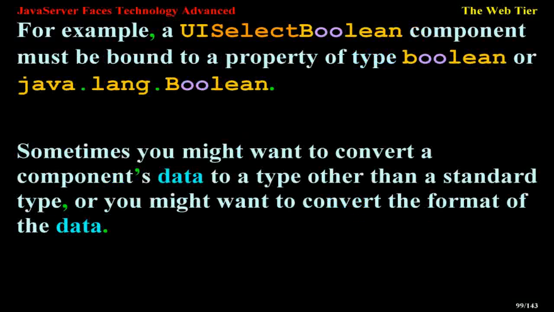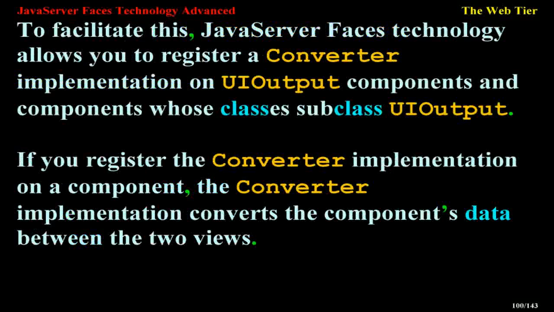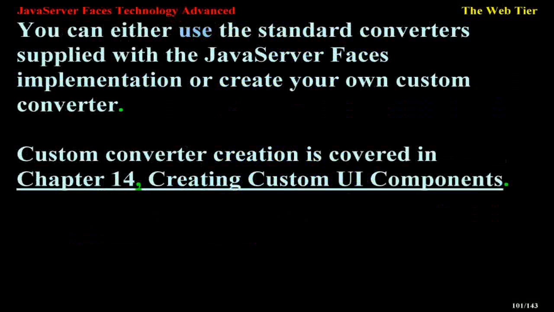Sometimes you might want to convert a component's data to a type other than a standard type, or you might want to convert the format of the data. To facilitate this, JavaServer Faces technology allows you to register a Converter implementation on output components and components whose class is a subclass of UIOutput. If you register the Converter implementation on a component, the Converter implementation converts the component's data between the 2 views. You can either use the standard converter supplied with the JavaServer Faces implementation or create your own custom converter. Custom converter creation is covered in Chapter 14, Creating Custom UI Components.